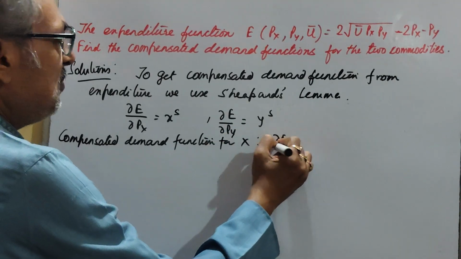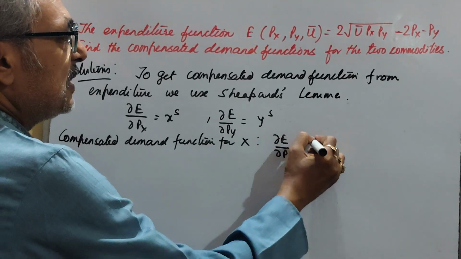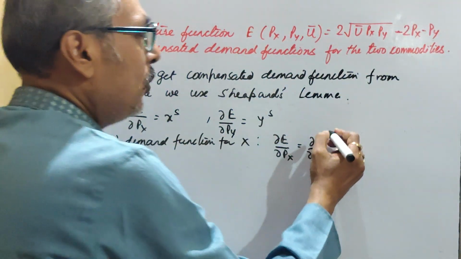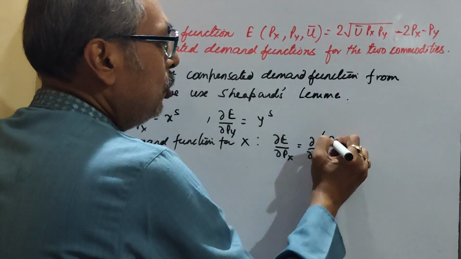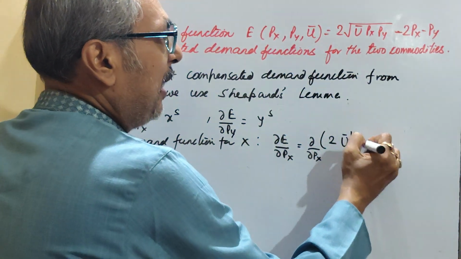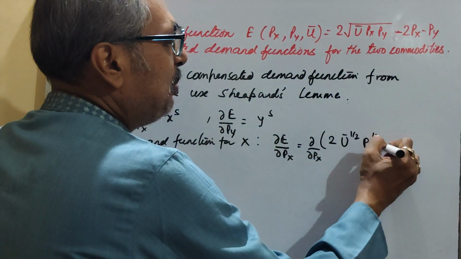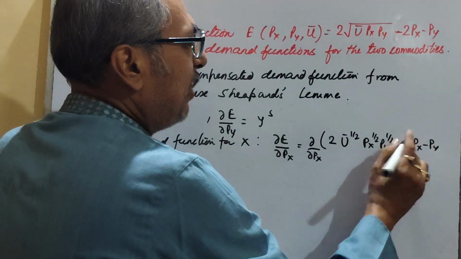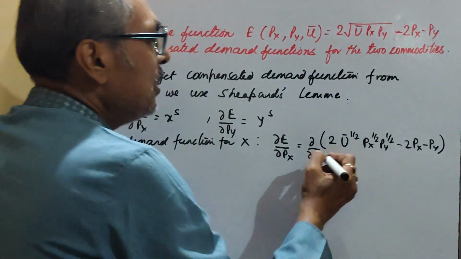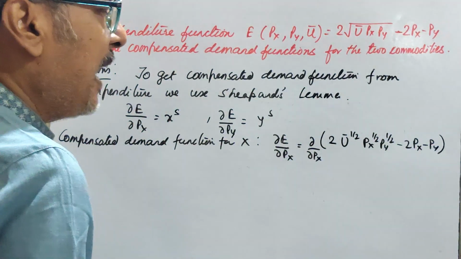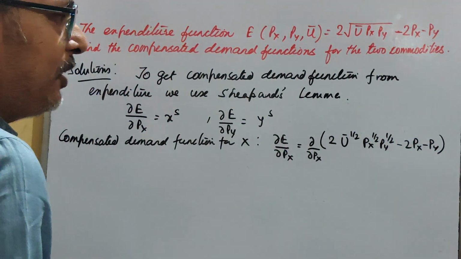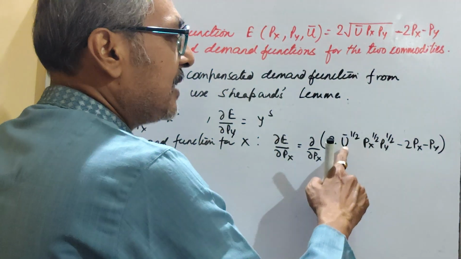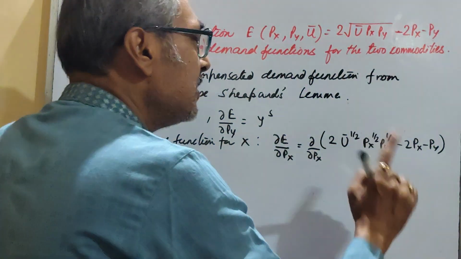This is del E by del Px. In place of E, I am writing the whole expression, that is 2 U bar to the power half Px to the power half Py to the power half minus 2Px minus Py. We partially differentiate the above expression with respect to Px. That means we differentiate with respect to Px keeping U bar and Py constant.